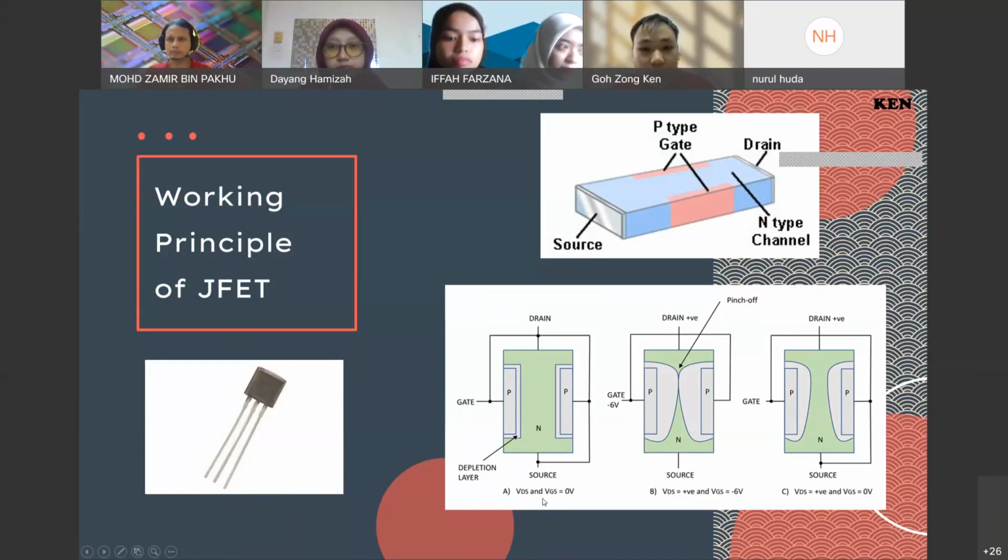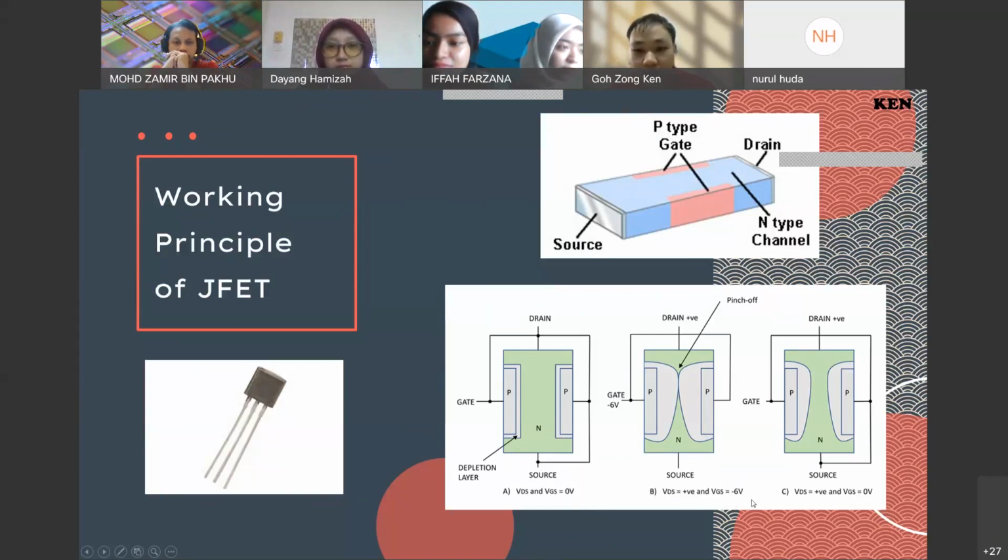For the first diagram A, the VDS and VGS is zero. There is no external current flowing through the JFET, so the depletion layer is the thinnest. The VDS is the voltage between drain terminal and source terminal, and VGS is the voltage between the gate terminal and the source terminal.